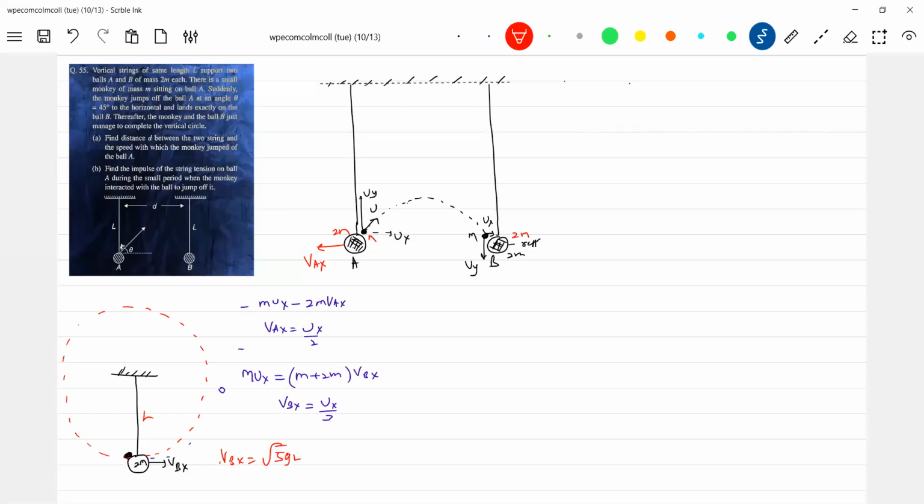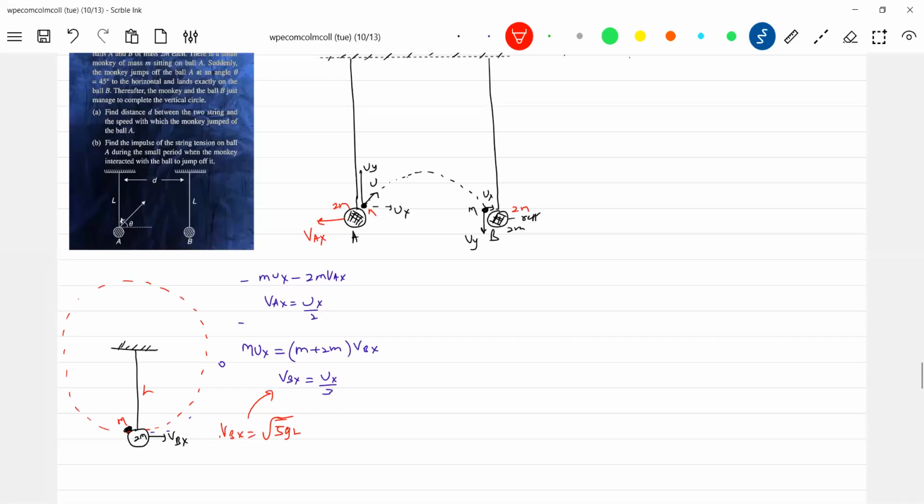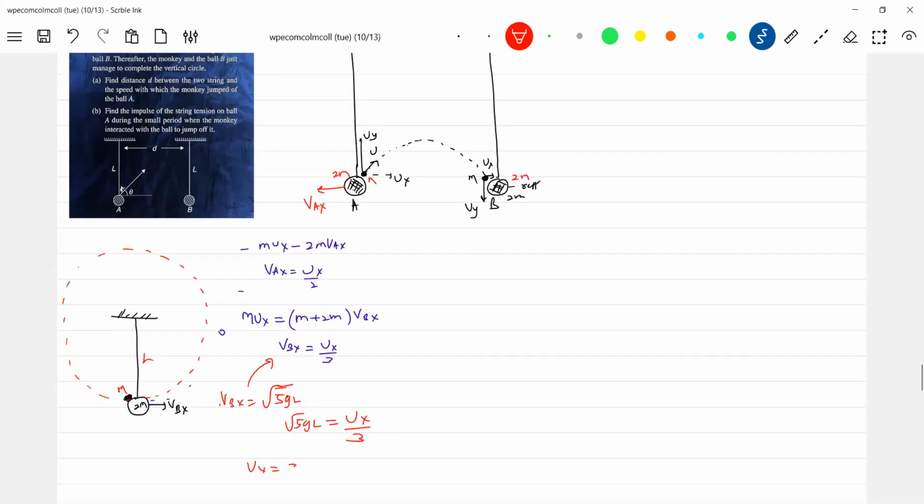So can we get u_x now? Substituting this here. Why should I write root 5 gL? Because it is the minimum velocity required at the lowest point to complete the vertical circular path. Therefore this will be root 5 gL. So u_x is equal to 3 root 5 gL. If you know u_x, then we'll get V_Ax also.